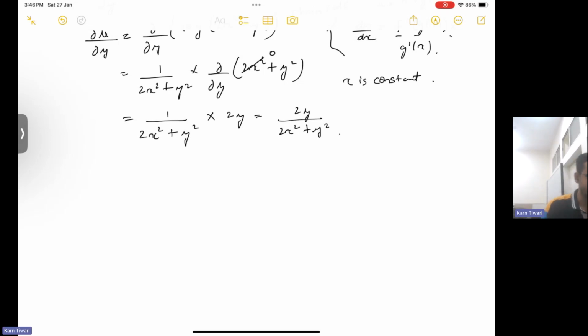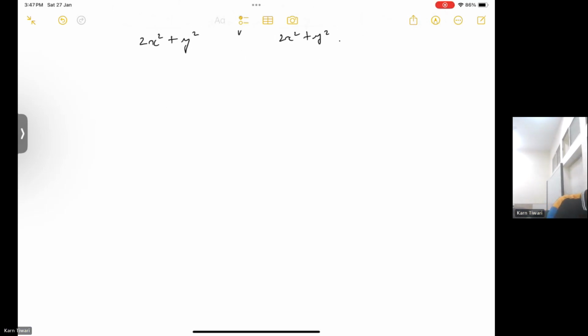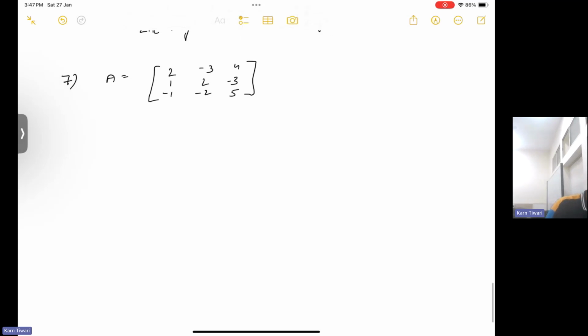Let's come back to question 7. It's about finding the determinant of A. I hope you are familiar with how to calculate a determinant. If you are not, I will be giving the steps, and you can carry them out. So A we have been given as [2, 1, −1; −3, 2, −2; 4, −3, 5]. Okay, this is the question given.